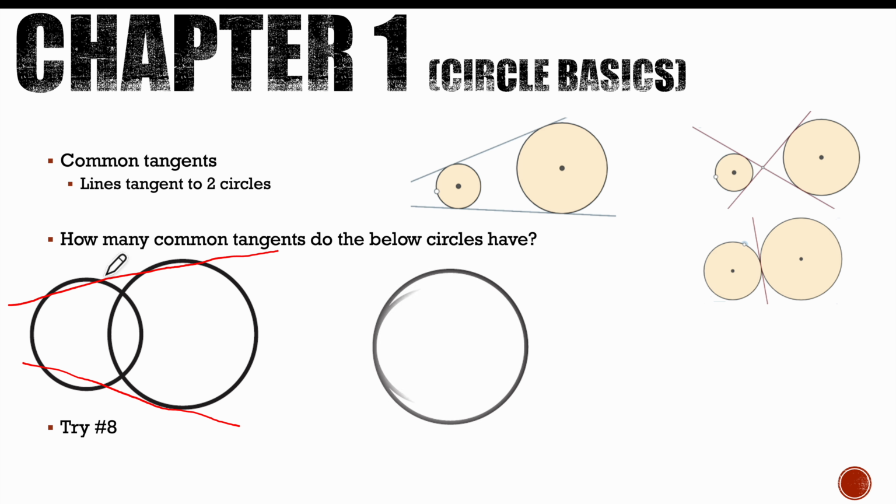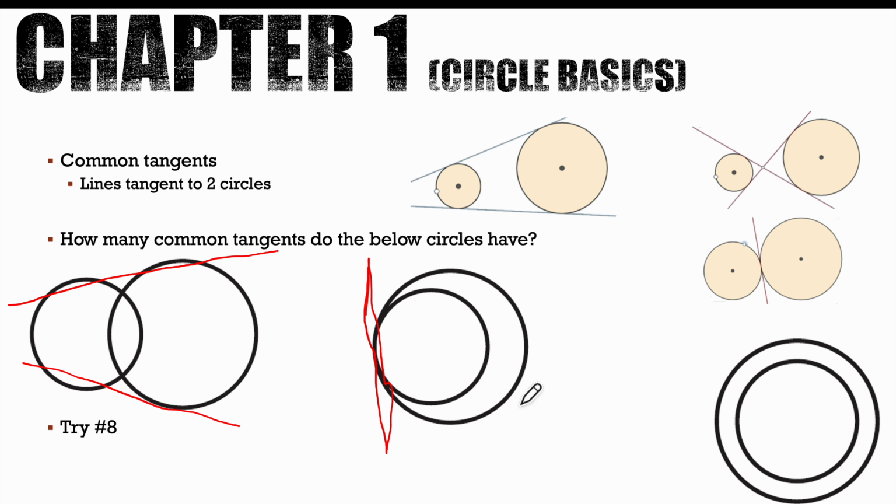Now let's see another example. Here, how many common tangents are possible? Yes, here only one common tangent is possible, like this. Ignore my drawing, but only one common tangent is possible here.